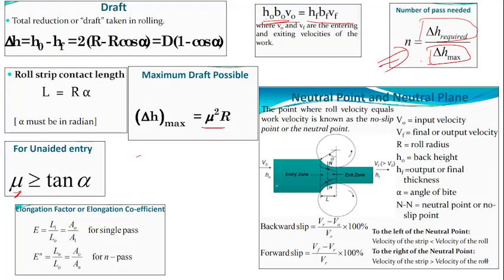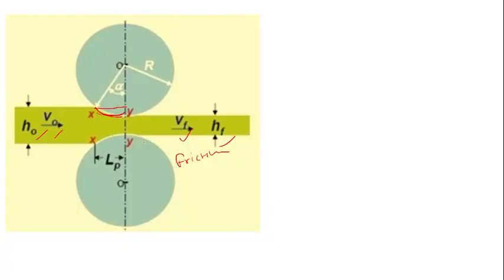Then this is the concept of backward slip and forward slip. These formulas you should all remember that I have mentioned. In case of number of passes required, we are just considering H. Delta H required is the total change in height, and delta H max is per pass. What is delta H max? What is the minimum possible you can do? How much reduction is possible with this roller?